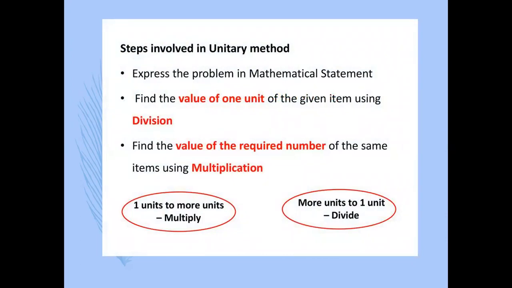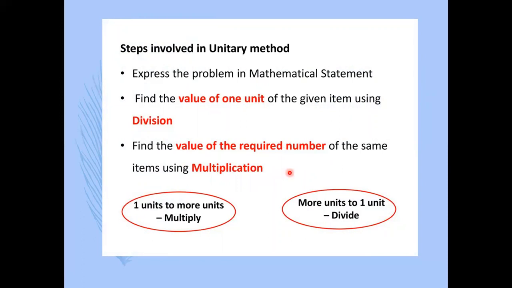Before we move towards the question, I just want to recall the steps involved in unitary method. The first step in unitary method is that express the problem in mathematical statement. This is very important, like how to express the problem in mathematical statement. We have to arrange the question, like what is given in the question, what is the requirement of the question, but in mathematical way. Find the value of 1 unit of the given item using division. Okay. Why division? Because whenever we need to find out the value of 1 unit, we always use division over there. Find the value of the required number of same items using multiplication.